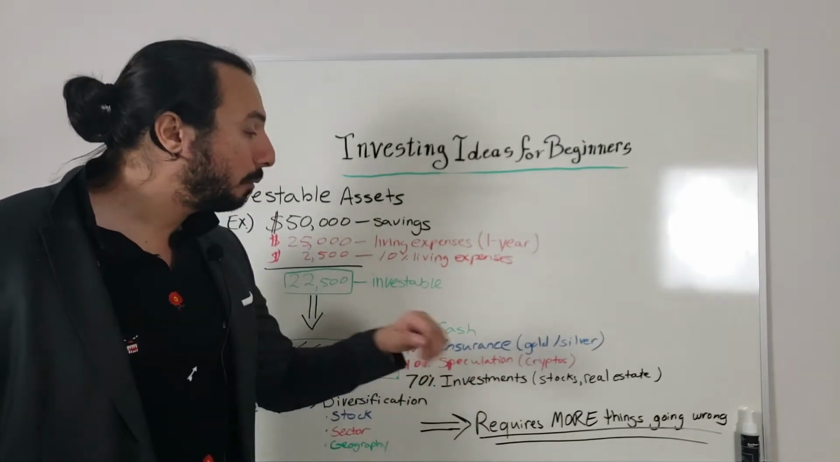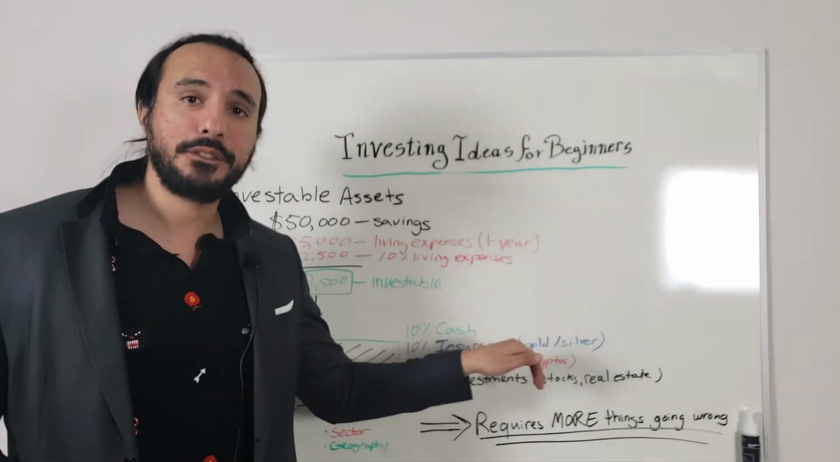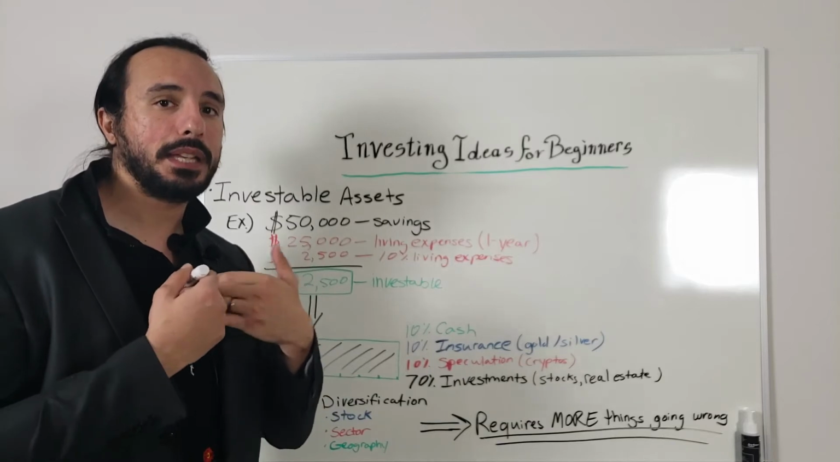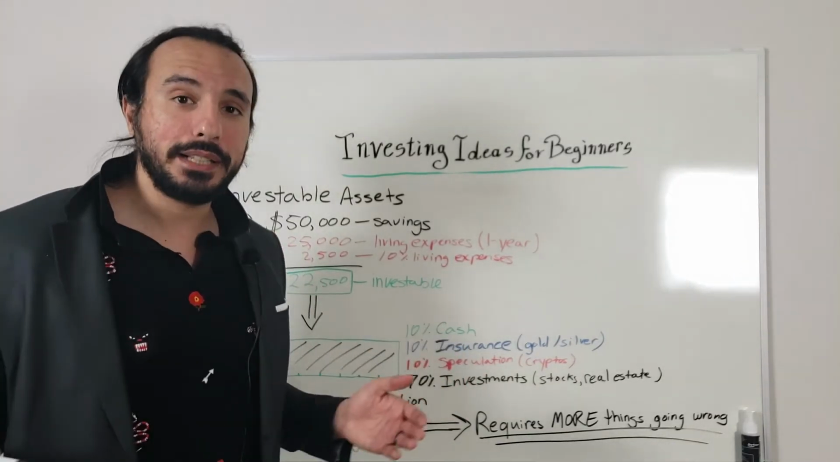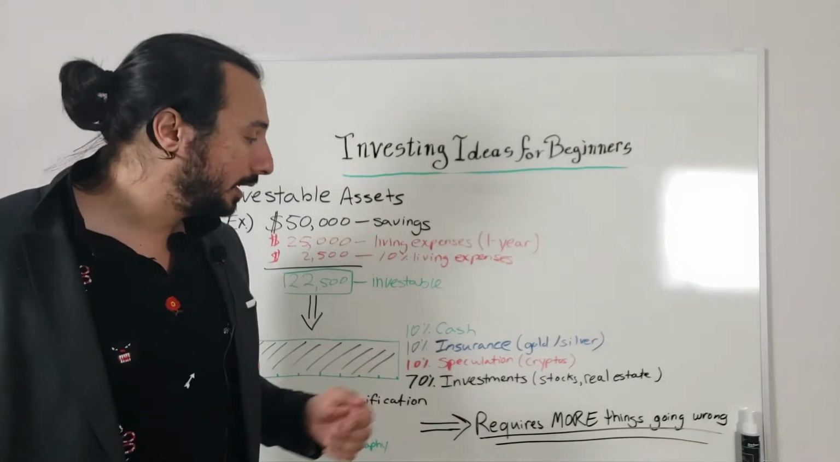And then moving on, we have insurance. What do I mean by insurance? I'm talking about physical gold and silver. So this kind of protects me from any sort of inflation. This is sort of my inflation hedge. Gold has maintained its value across hundreds and even thousands of years.